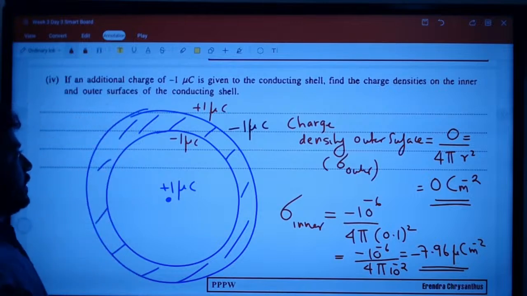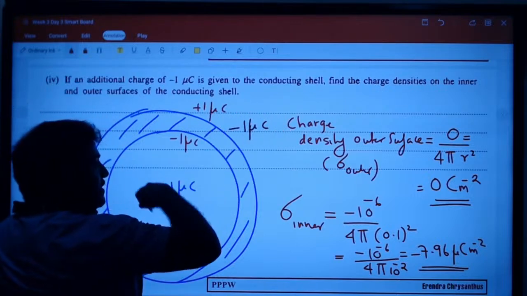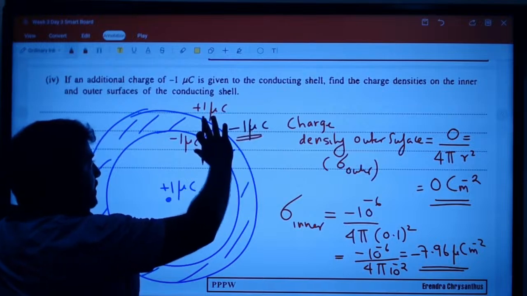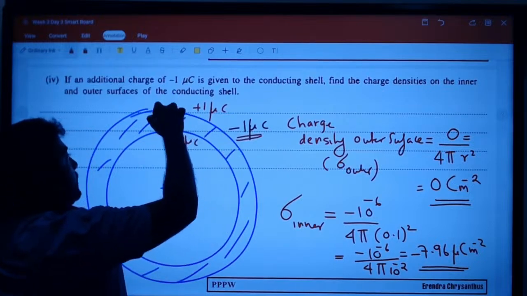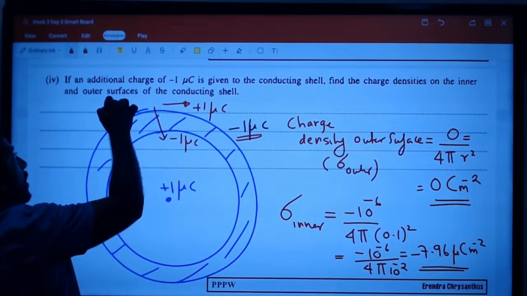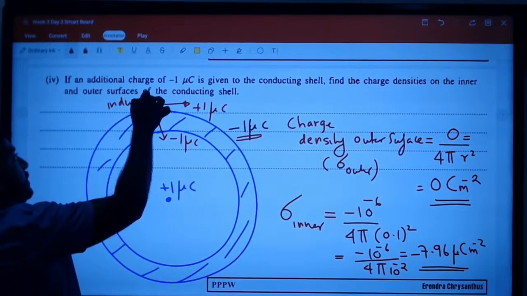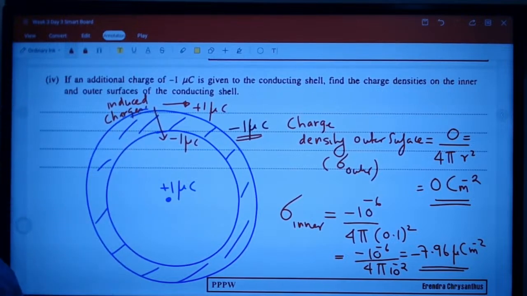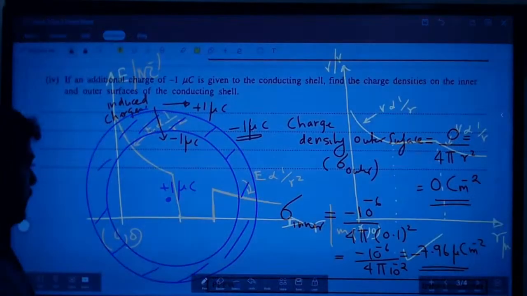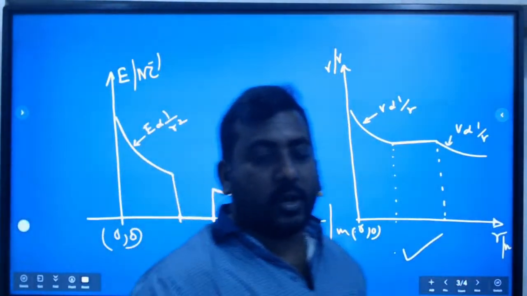Perfect. So on the outer charge, there is no induced charge. This is fixed on the outer surface. From the inside only induced charges occur. These are your induced charges. Superb question, but it's very easy. Anybody who knows the theory can easily score. Okay.